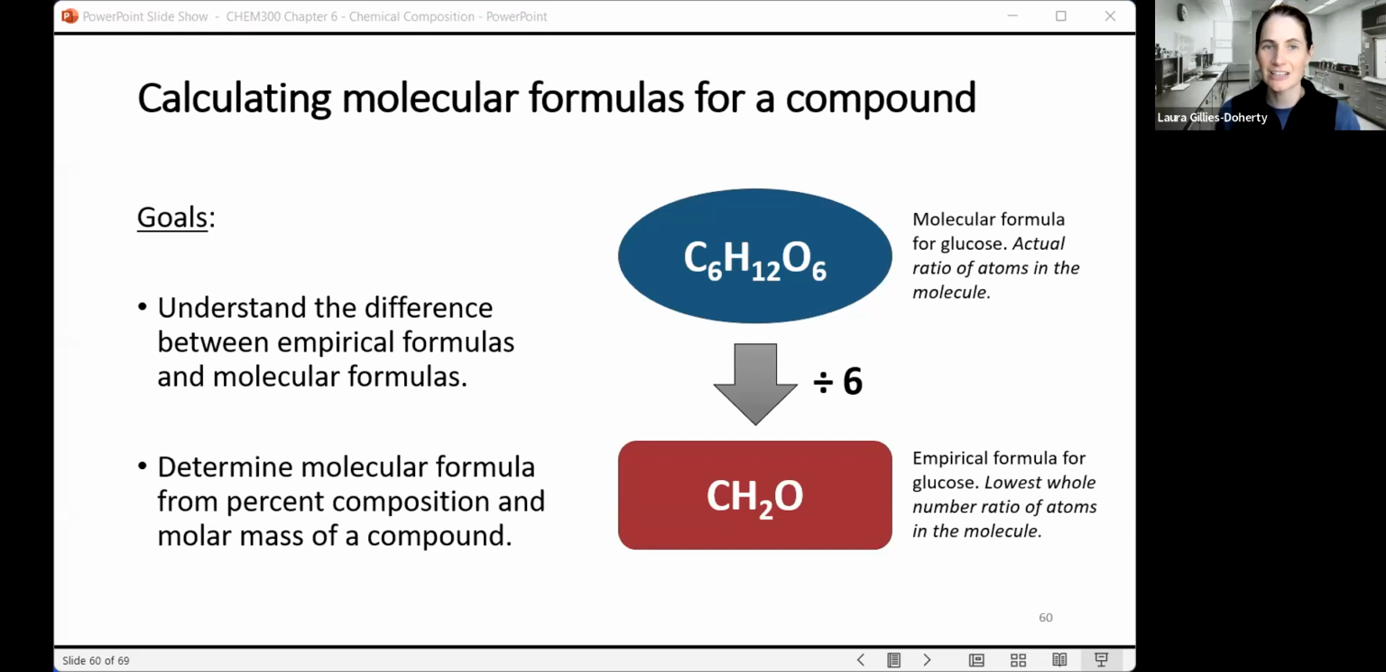So our goals in this section are to understand the difference between empirical formulas and molecular formulas, and then to be able to determine the molecular formula from percent composition and molar mass of a compound.